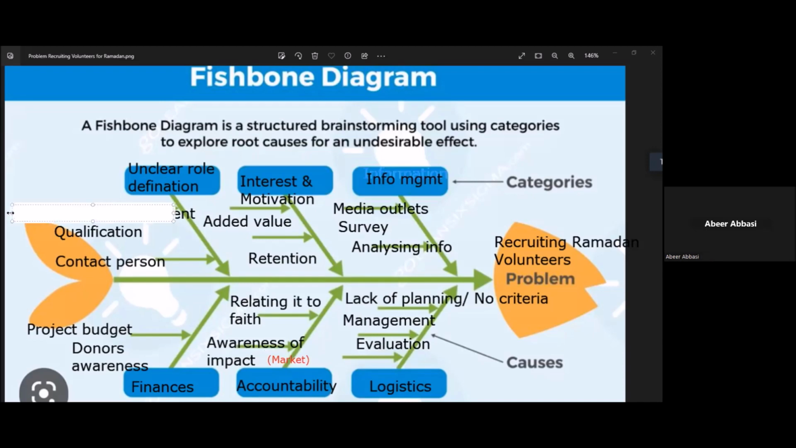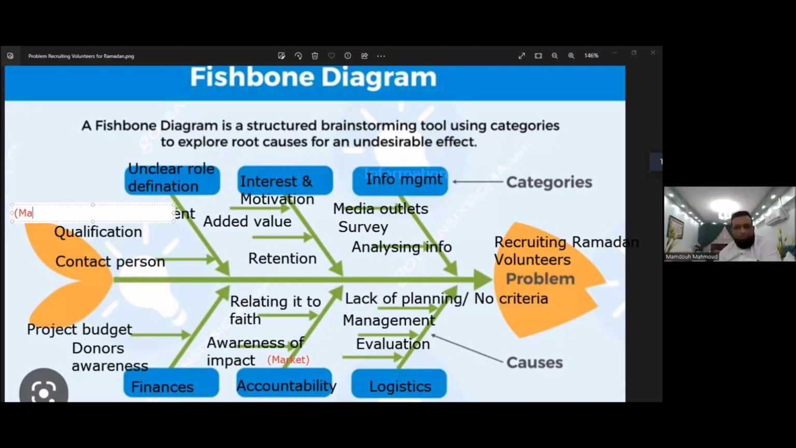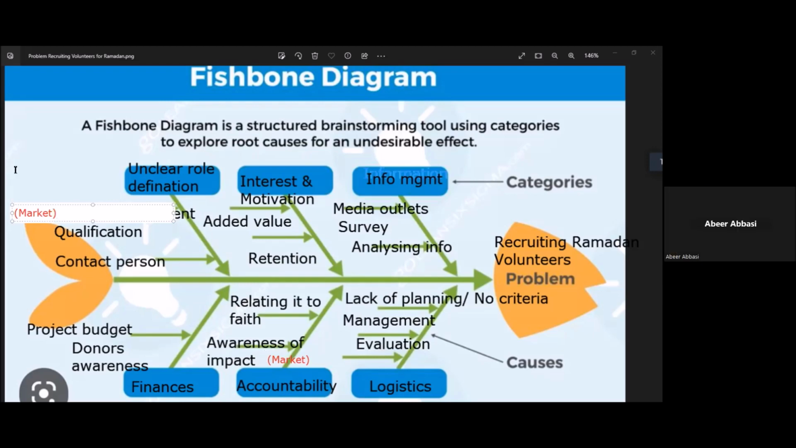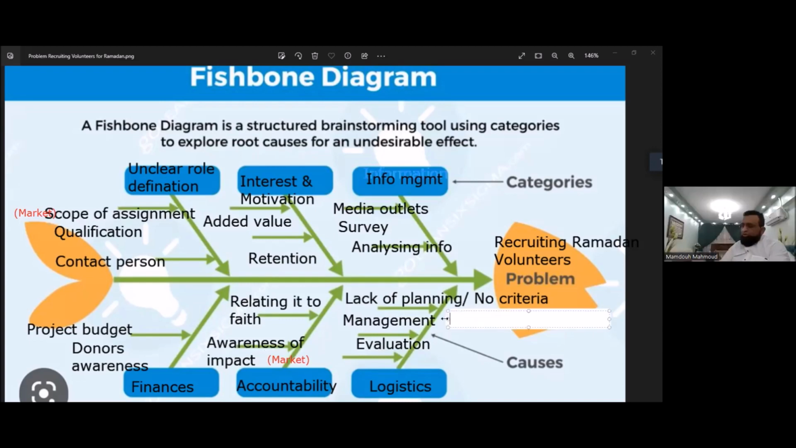Retention would be the market, I think. Okay. Relating it to faith would be government. Okay. Management would also be government. Okay, that's very good. So now, when you're analyzing, you kind of understand which one this thing will impact or needs. It needs the government, but it will impact the market. You need to think like that, all right?